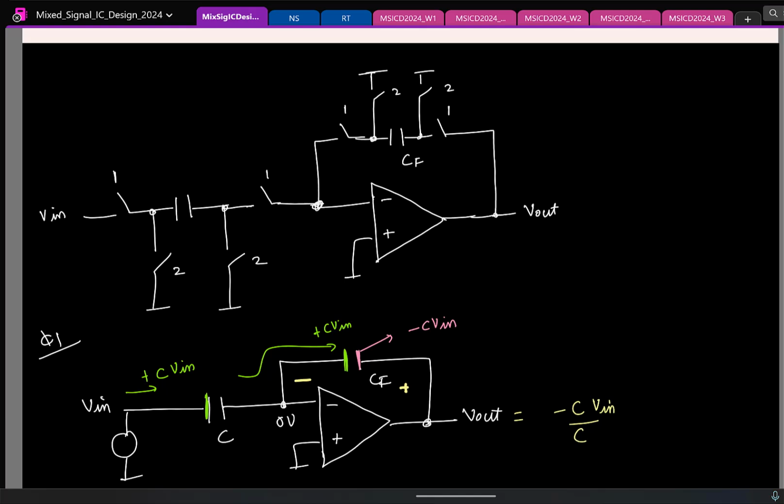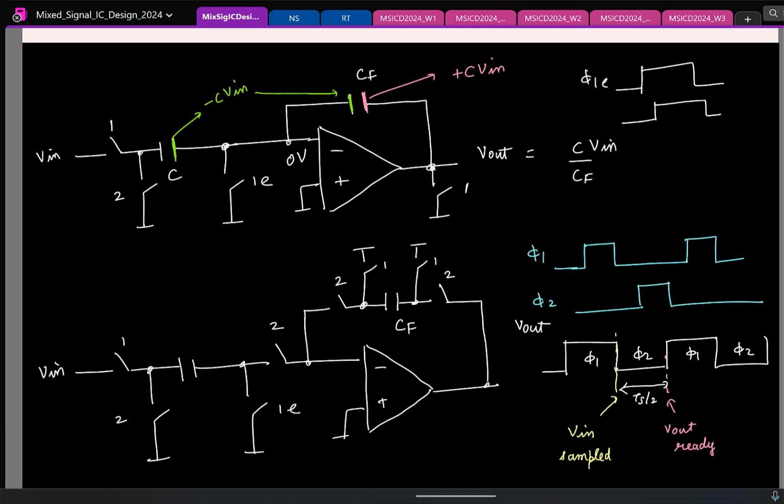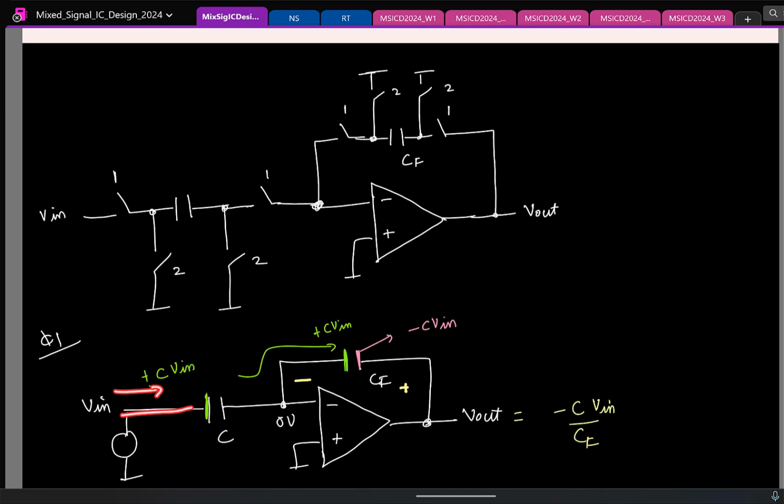Again, if you look at the earlier delayed amplifier, there I was taking the charge CV in one clock phase and charging my capacitor, and then after getting this charge from V in, in the other clock phase I was transferring this charge. Whereas here I am drawing this charge CV in from the voltage source and transferring it to CF at the same time. Is that clear?